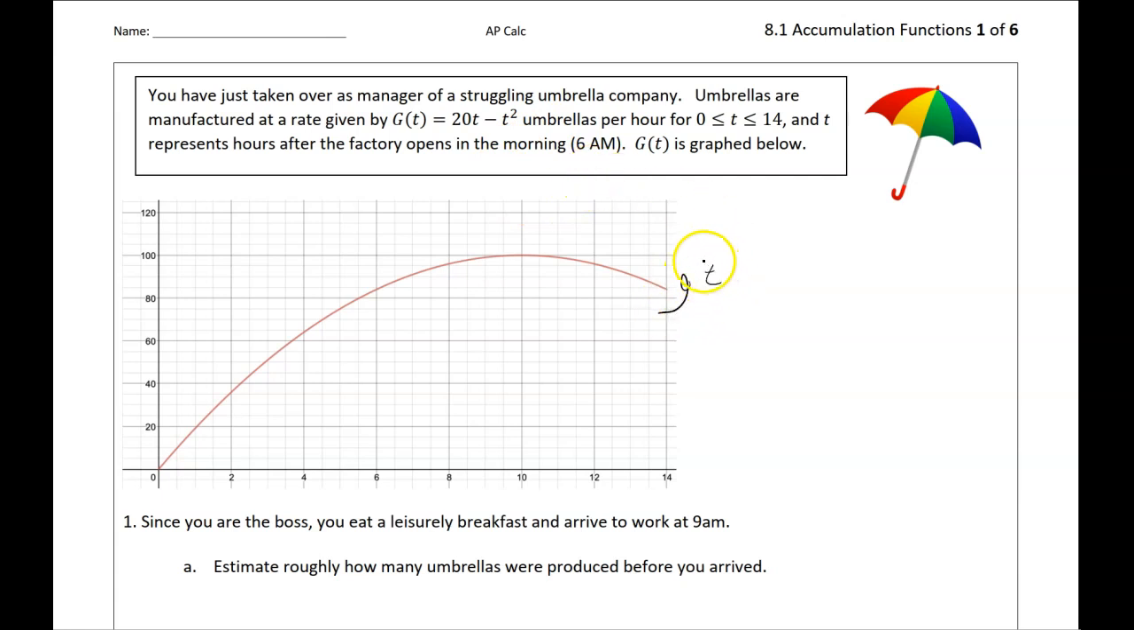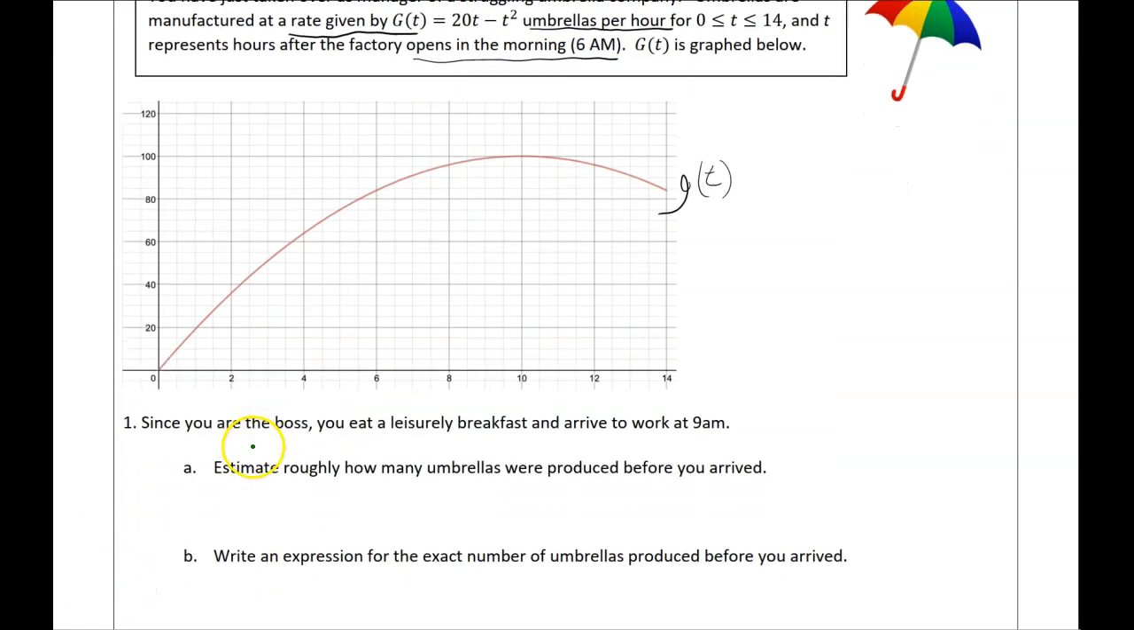I'm going to annotate that as g of t. This is the rate at which umbrellas are being produced, right? So it's a rate given by g of t, umbrellas per hour, in hours after the factory opens in the morning. Okay, so there's our context. And what we're asked to do is estimate roughly how many umbrellas were produced before we arrived. And we arrived at 9 a.m. because we're the boss and we can sleep in if we want. We can spend all the time in the world eating breakfast if we want.